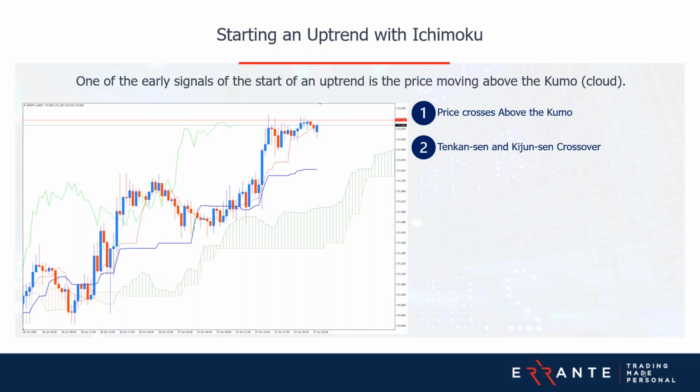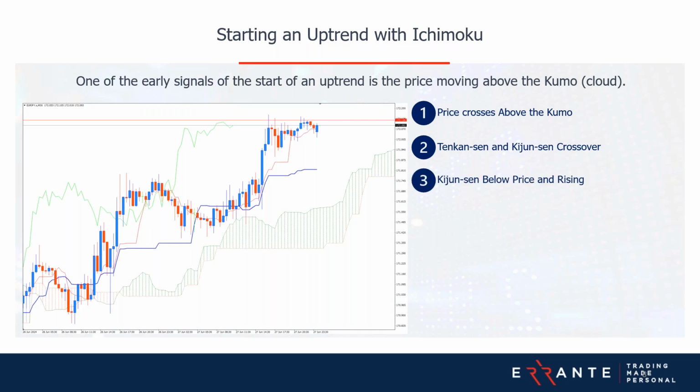Next, we have the Tenkan-sen and Kijun-sen crossover, a bullish crossover where the Tenkan-sen, as the conversion line, crosses above the Kijun-sen, as the baseline, which is a very strong buy signal. This crossover indicates a shifting momentum from bearish to bullish. The Tenkan-sen is more responsive to recent price changes, we know that. And when it crosses above the Kijun-sen, it suggests that the recent price action is stronger than the longer-term trend.